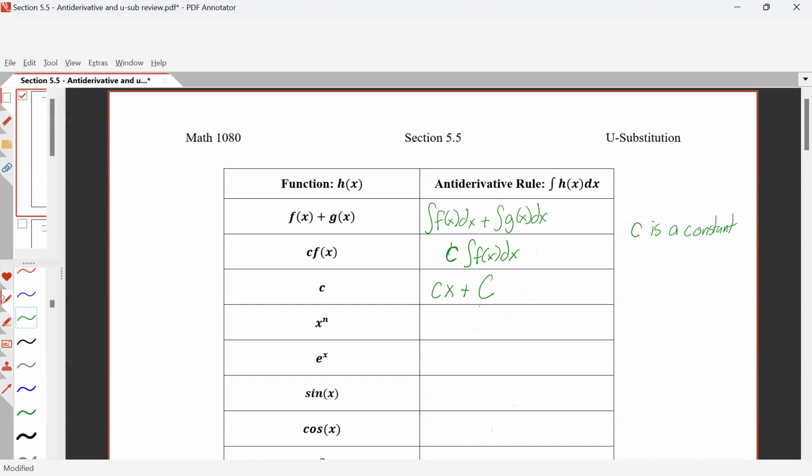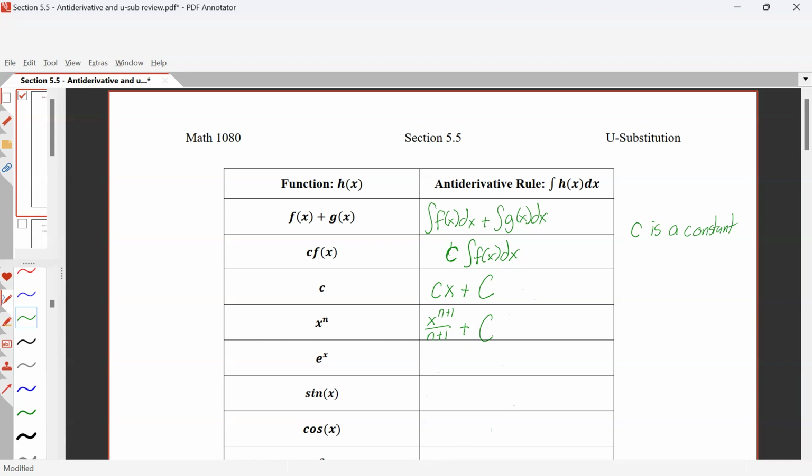And so continuing with that idea of antiderivatives being just the opposite of derivatives, we have a power rule for derivatives. We also have a power rule for antiderivatives. That is x to the n plus 1 divided by the new exponent, plus c. So add 1 to the exponent, then divide.